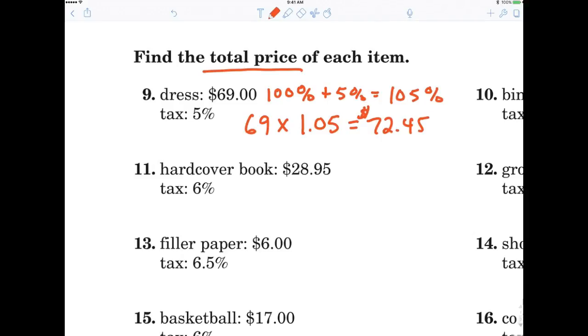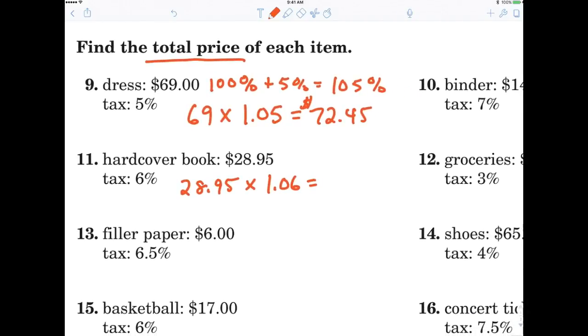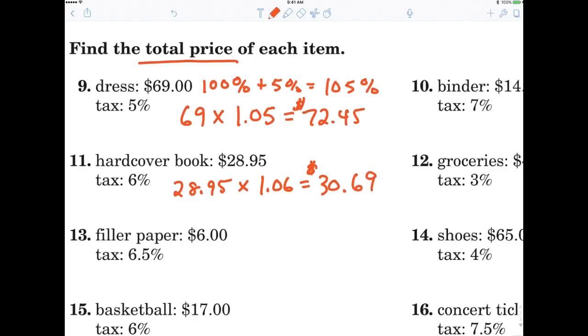Now again, this is super important for you. As a consumer, you need to understand this. You're going to buy a book for $28.95, but there's 6% tax. So you take $28.95 and multiply it by 1.06. And now you're rounding to the nearest penny. So what would that be? Not the nearest dime. To the nearest penny, it's $30.69. Remember, you're rounding to the hundredths spot for decimals, dealing with money.